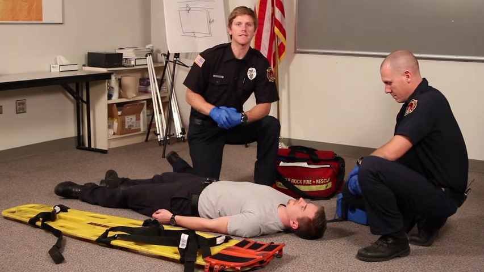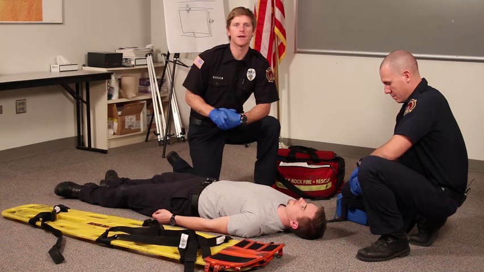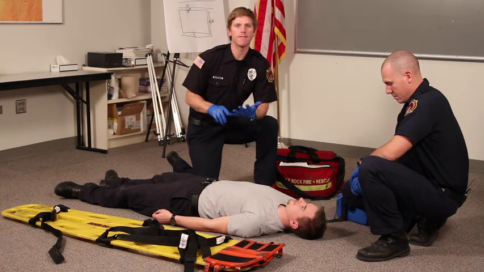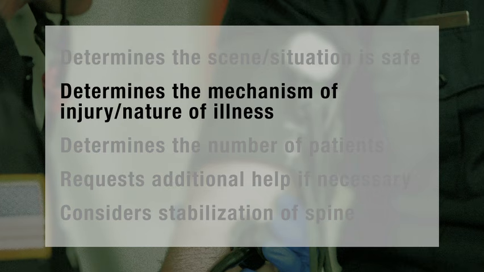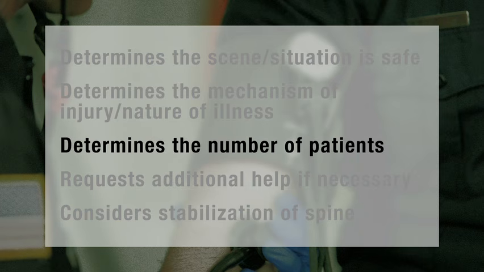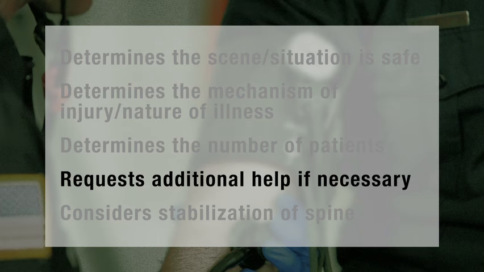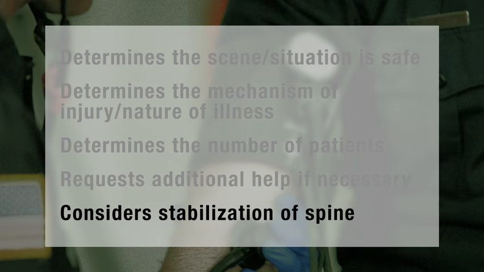Under the scene size up portion of this scenario, you'll be evaluated on 5 areas. Number 1 is to assess scene safety or situation control. Number 2, determine the mechanism of injury, be it a fall from a ladder or a motor vehicle accident. 3, determine the number of patients on your scene. 4, to request additional resources as necessary. And 5, which I'll have Adam do, is to consider C-spine stabilization.